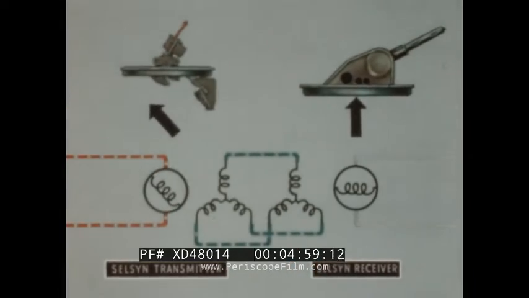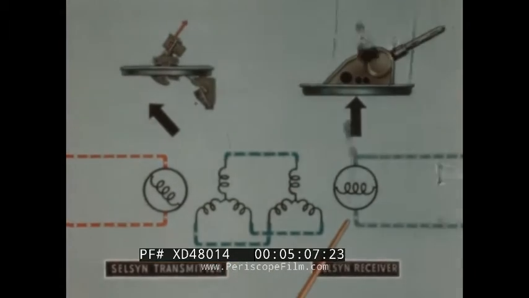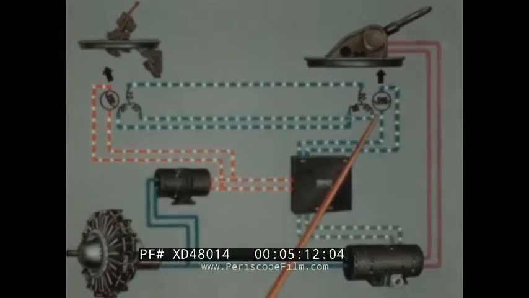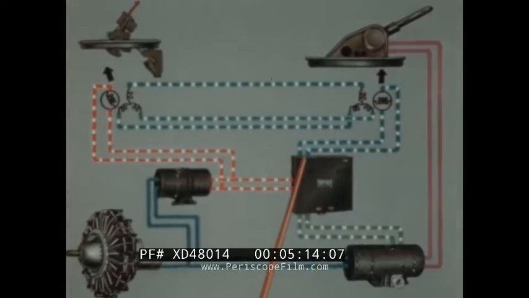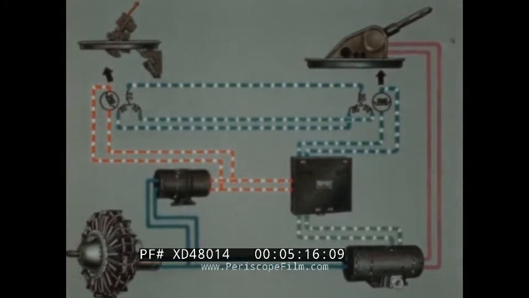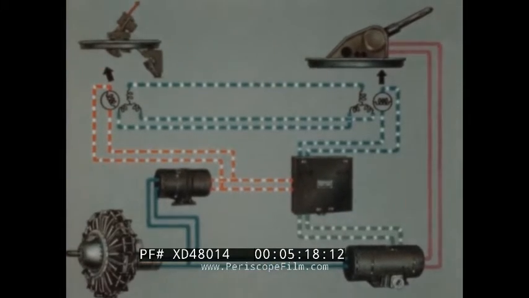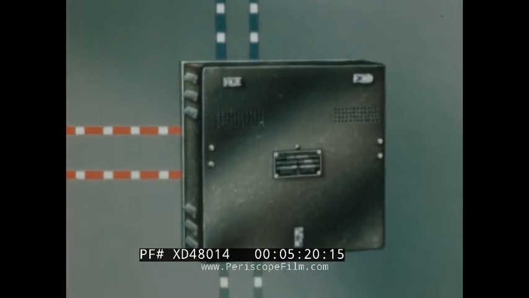Moving the sight changes the voltages across the wires between the transmitter and receiver. And now a signal voltage induced into the receiver rotor is sent to the servo-amplifier. From the polarity of this signal, the servo-amplifier determines the direction in which to drive the gun.